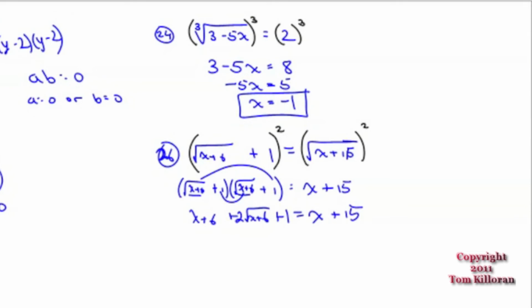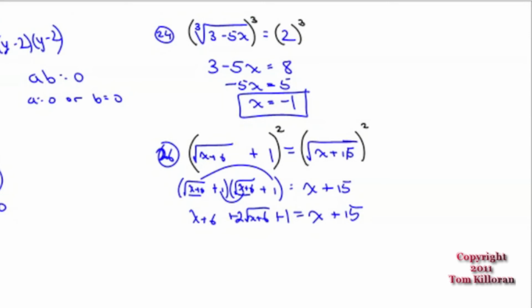Okay, now what? The 6 and 1 is 7. But what else would you want to do? Combine like terms. After combining like terms, move the 15 to the left.